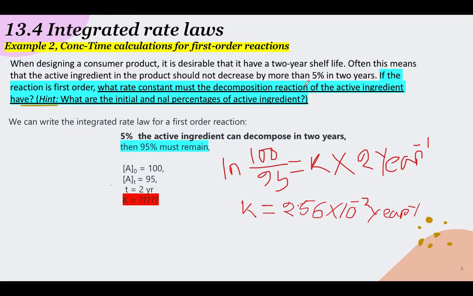So if we think like that, here we have one problem: often this means that the active ingredient in the product should not decrease by more than 5%. As I said, 95% of the active product, or active drug, should remain in the medicine. It may be a tablet, solution, or suspension. So now, what rate constant must the decomposition reaction of the active ingredient have?